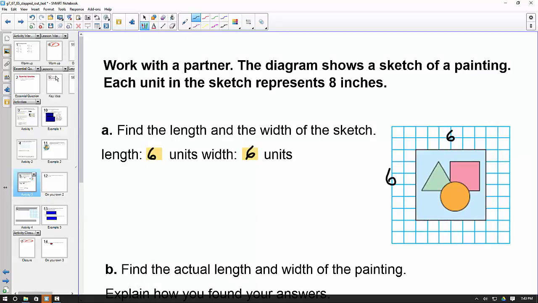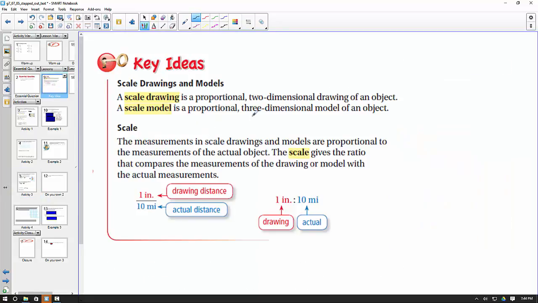I'm now going to go into this right here where it talks about scale drawing, and it's proportional. So two-dimensional drawings of an object, and a scale model is a proportional three-dimensional model of the object. So I have the drawing, which is two-dimensional, the model, which is three-dimensional, and the scale, which gives the ratio that compares the measurement. Okay. So for instance, if I have my drawing distance, which is 1 inch, and my actual distance is 10 miles, my scale factor would be 1 inch equals 10 miles.